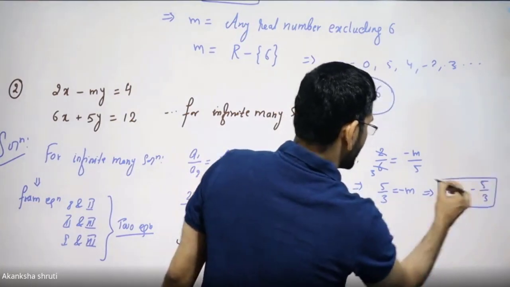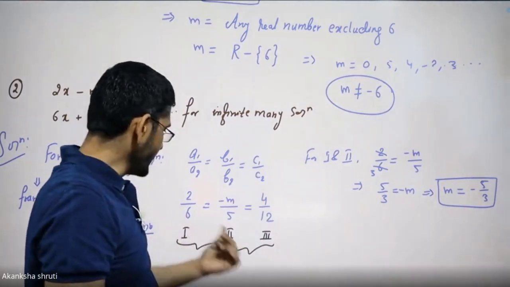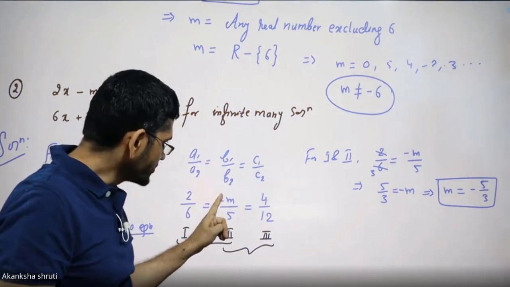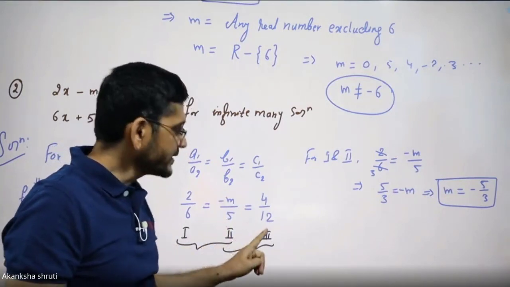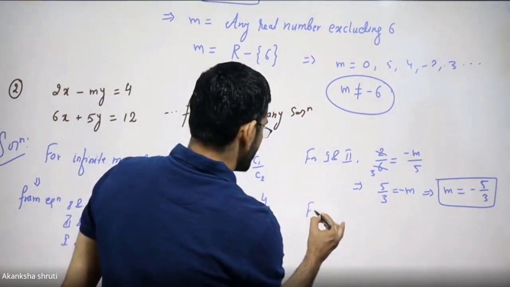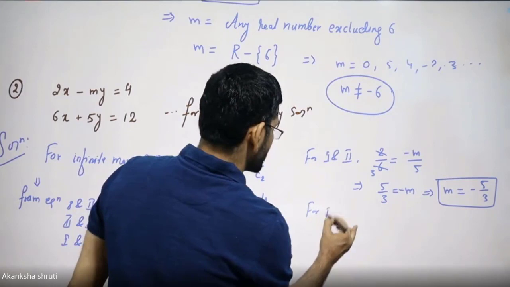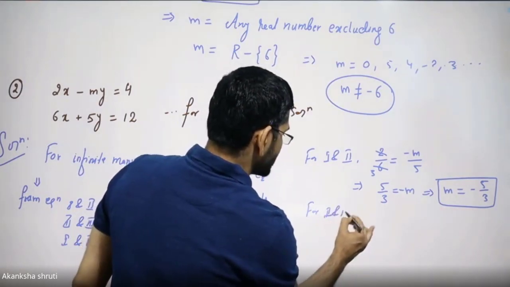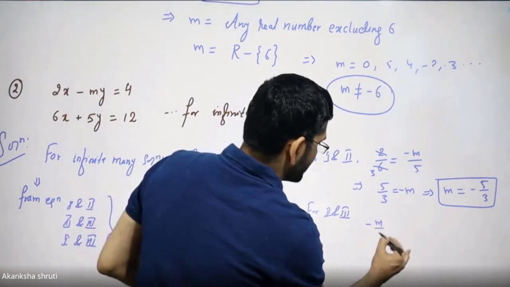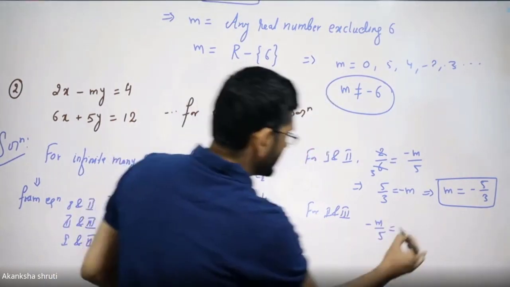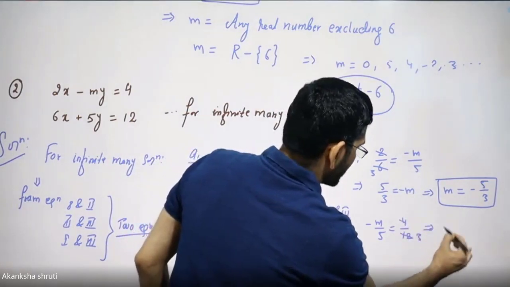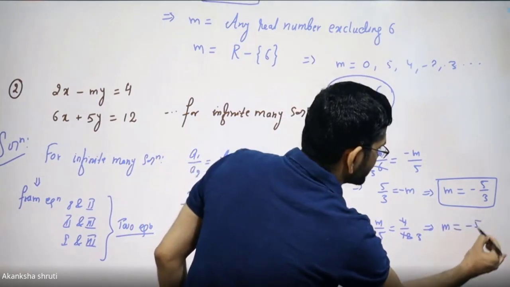ये आपने देखा. स्टूडेंट ध्यान दीजिए, हम लोगों ने 1 and 2 को सॉल्व करके ये m value निकाला है, but this m value must be the same from 2 and 3 also, only then will these ratios be equal. So let us try whether it is coming the same or not. So 2 and 3. Students, if you take 2 and 3, minus of m/5 should be equal to 4/12. Yes, 4 3s are 12. Here we are also getting m is minus 5/3.